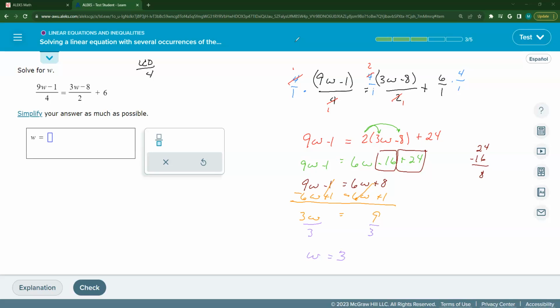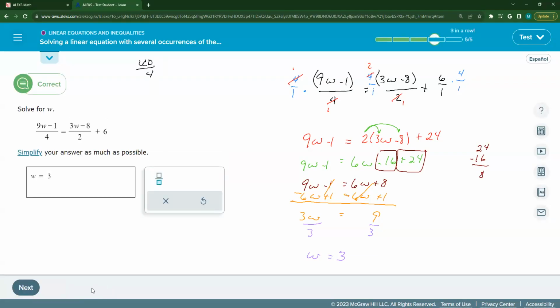So we're going to save my picture. We're going to type in my answer, which is 3, and hope we have our calculations correct. And we do.